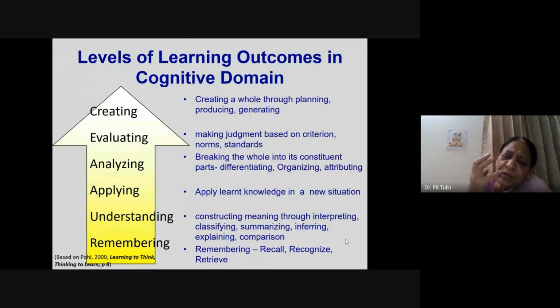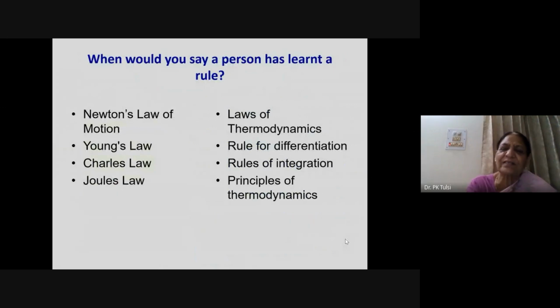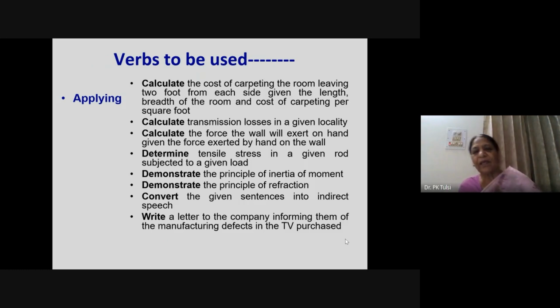So whatever we learn, scientific principles, scientific theories, they're applicable universally, other things remaining constant. So one has to look into where the knowledge is getting applied. Here I'm just taking the example of principles and rules, because when we say that the rules have been learned, it is when they are able to apply them. So here you can see the examples. Now when the person can use the formula and apply it in a new situation, here you can write calculate, determine, or you can say find, right?